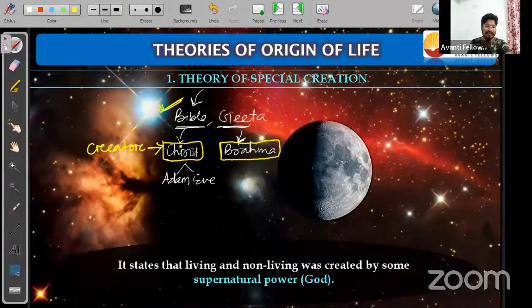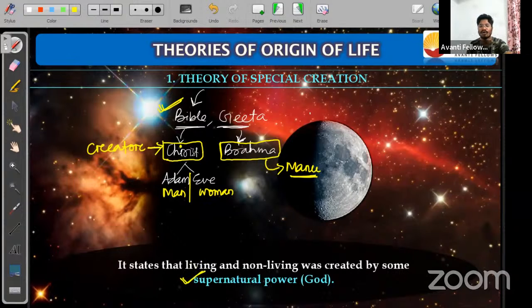creator, and Adam is the first man, whereas Eve is the first woman. ओके, ब्रह्मा के हिसाब से एक था मानु और दूसरा था आई डोंट रिमेम्बर एग्जैक्ट नेम, ठीक है. So it is stated that living and non-living was created by some supernatural power. That supernatural power is your God. So according to special creation, it is believed that there is something called God which has created earth, which has created life on earth. This is the theory of special creation.